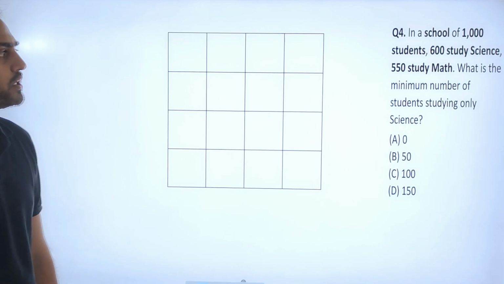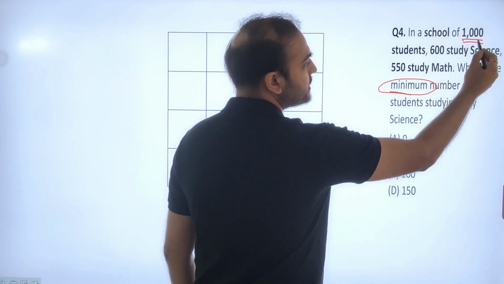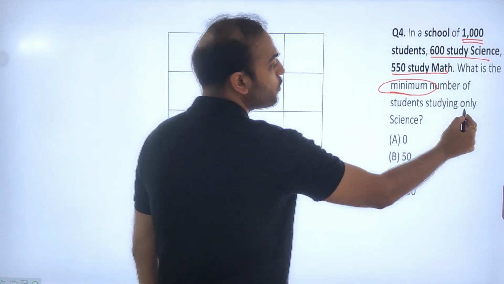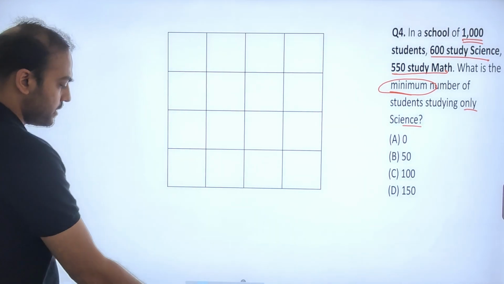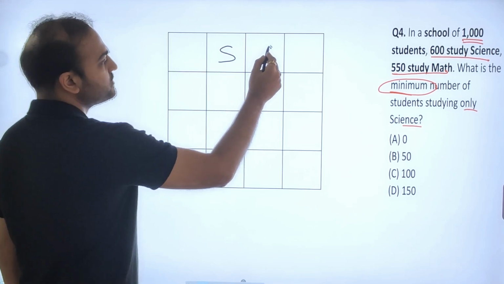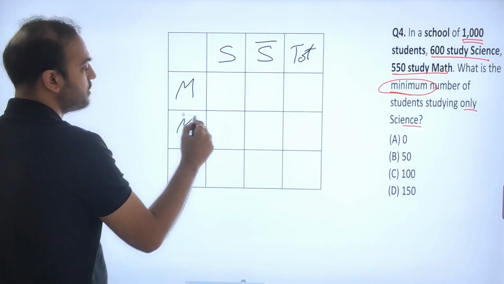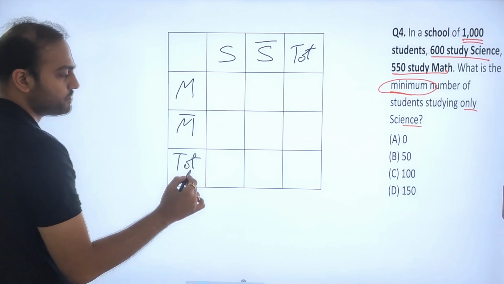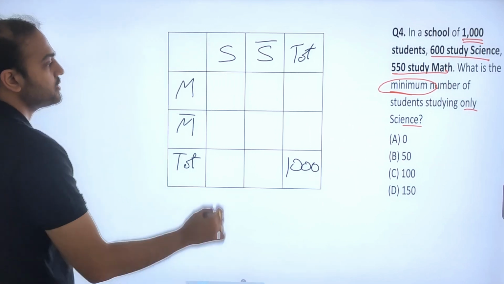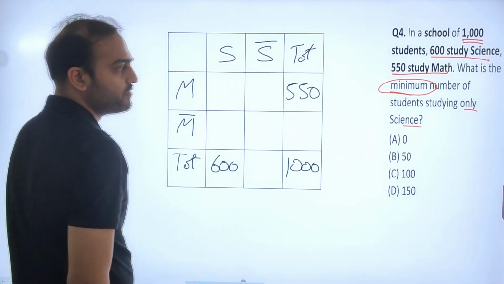Alright, moving on to the next one. Again, you see, it's a minima question. We have 1000 students, 600 science, 550 math, and I need the minimum studying only science. So we'll make our matrix. Students who study science, not science, total. Math, not math, total. Let's start filling the values. Total 1000 students, total science 600, total math 550.